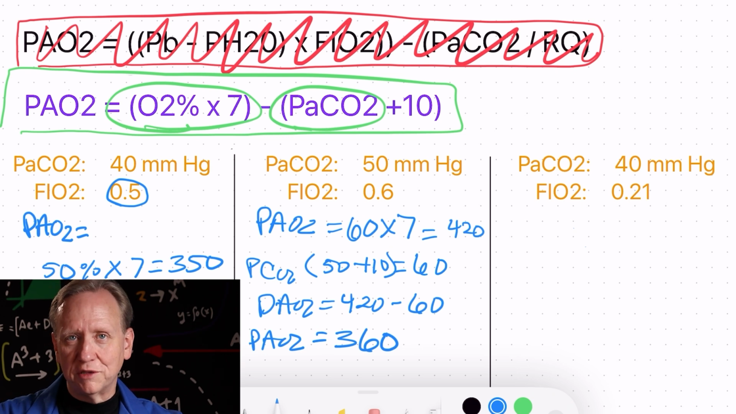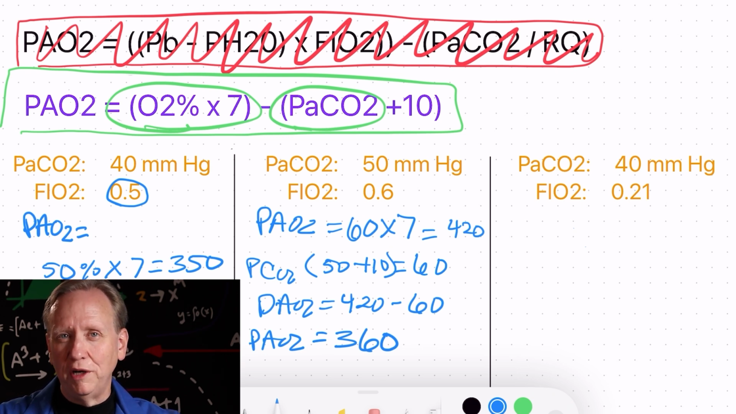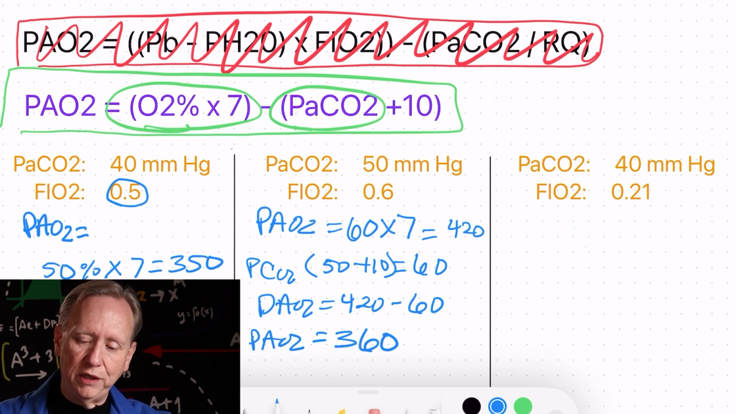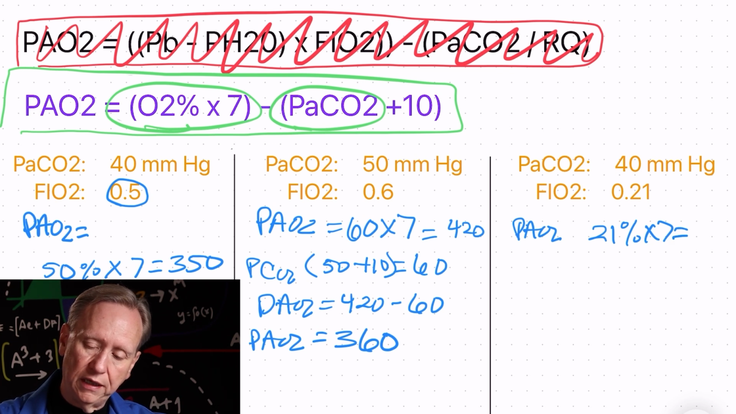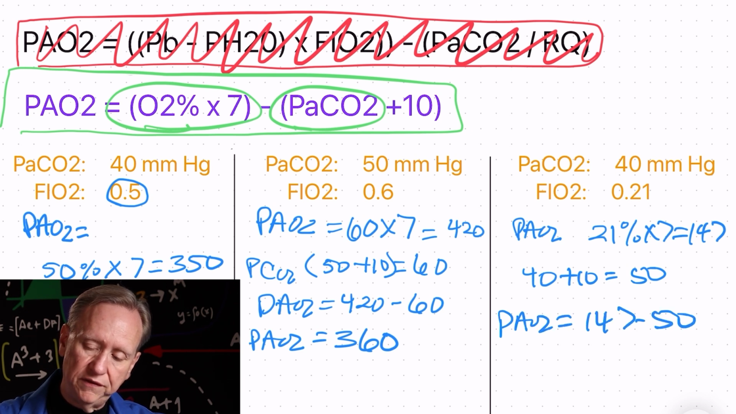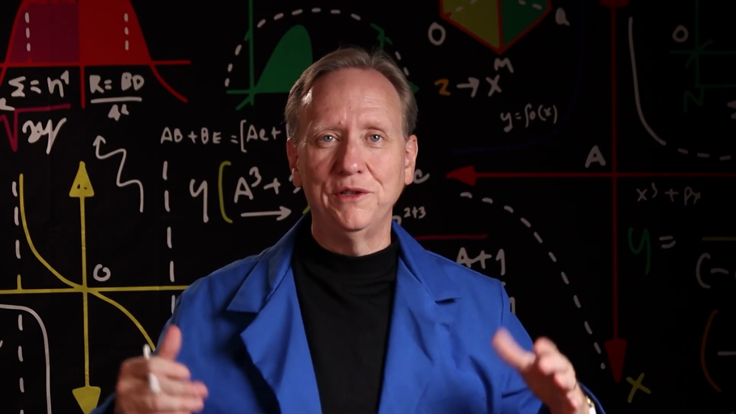All right, let's take a peek at this. What's interesting about this next one is that we're using air, sometimes called room air in the old days. It's going to be called just air on the NBRC exam. And we're using 21. So let's start calculating this. The PaO2 is, first we have to do the oxygen percentage, which is 21%, times 7. If we do that, we're going to get 147. So there's the first part of it. And then we have to take the CO2. Now the CO2 is 40, we've got to add 10 to that, and that's going to equal 50. And so the PaO2 is going to equal 147 minus 50, where the PaO2 is going to be equal to 97.